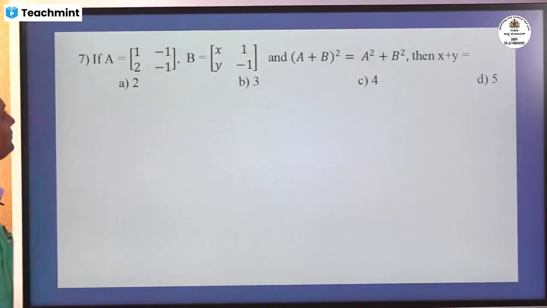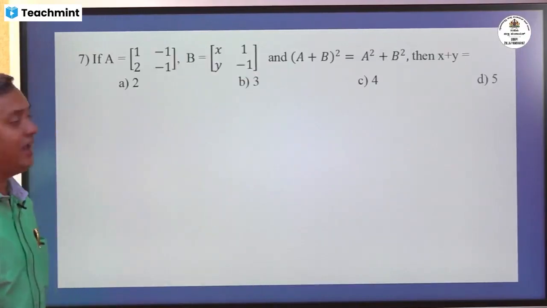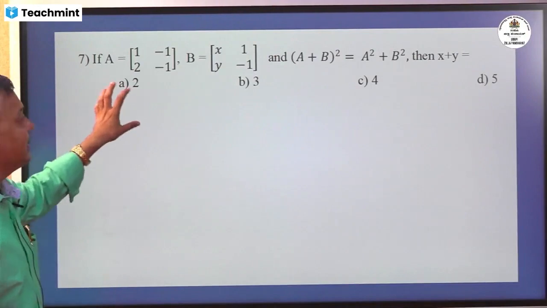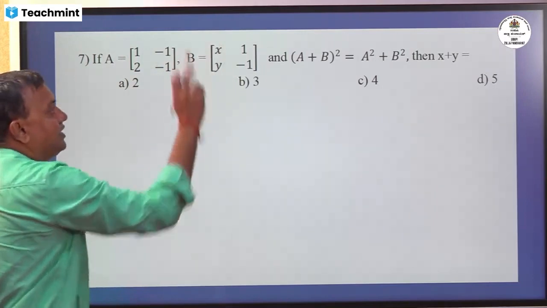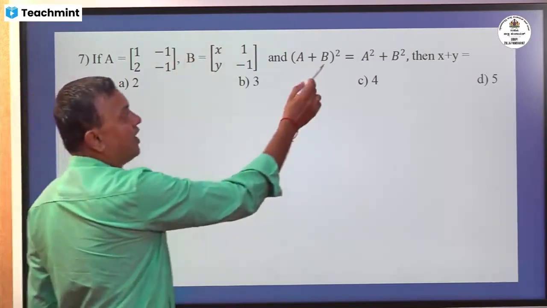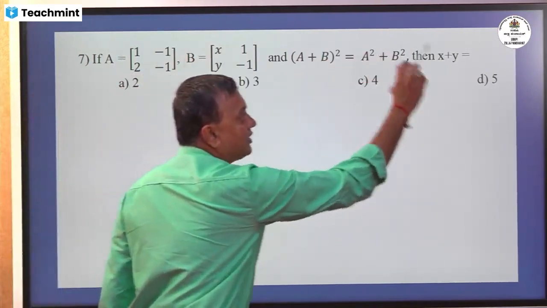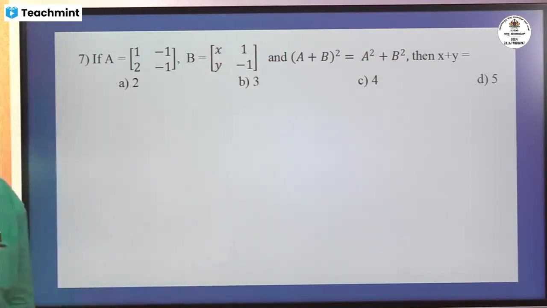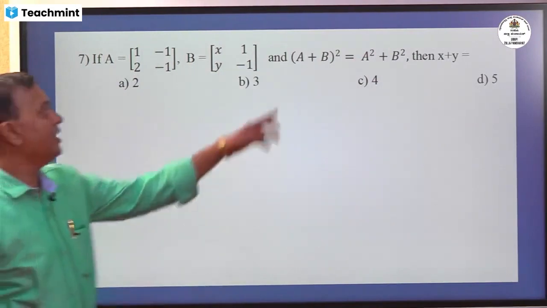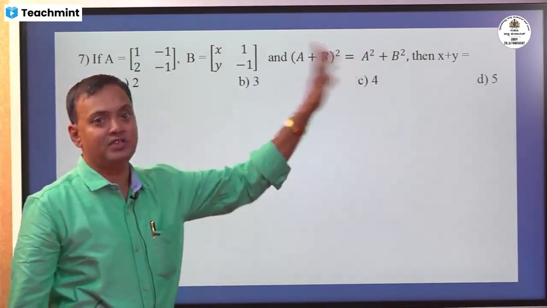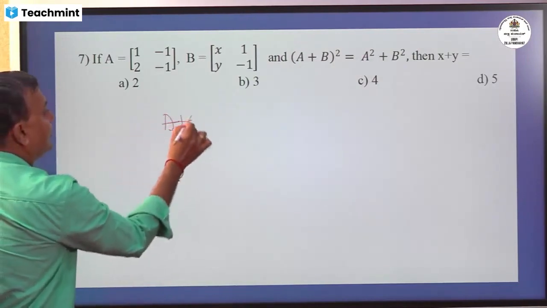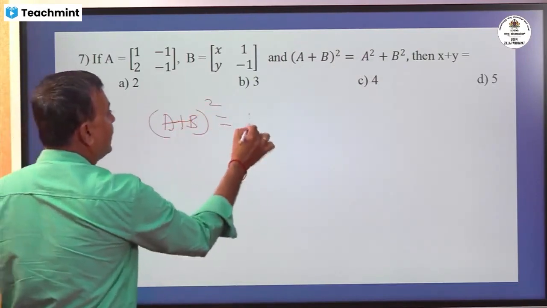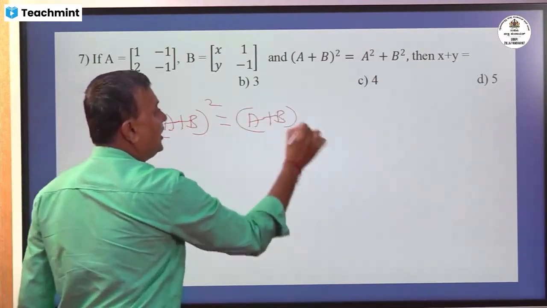Next question. If A is the matrix 1 minus 1, 2 minus 1, matrix B is x, 1, y, minus 1, and A plus B whole square is equal to A square plus B square, then find x plus y. This one is also a very simple question. What is A plus B whole square? A plus B whole square is A plus B into A plus B.